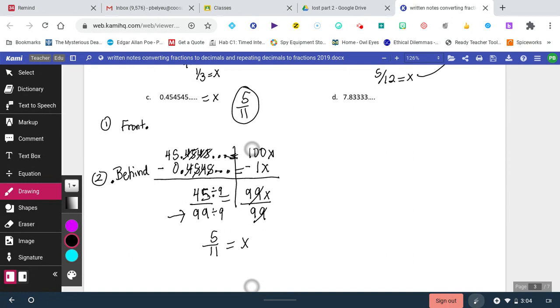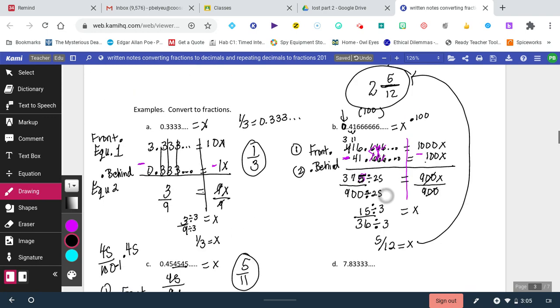If it wasn't repeating, this would have ended up just being 45 over 100. Say if it were like this. Let me show you what I'm talking about. I'm trying to show you a shortcut. If it was just 45 hundredths, then you just write 45 over 100. But because it keeps on repeating, you reduce your denominator by 1 and just write 45 over 99. That's a shortcut, but I also showed you how to use the equation.